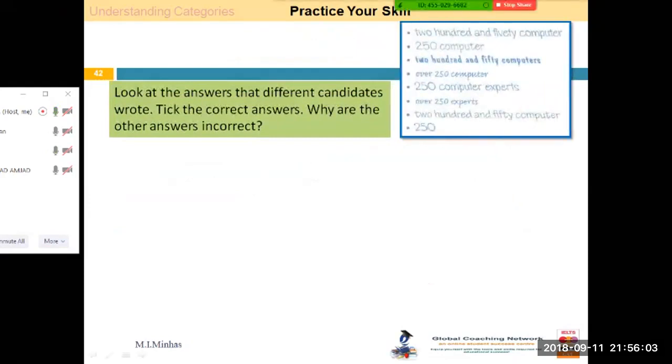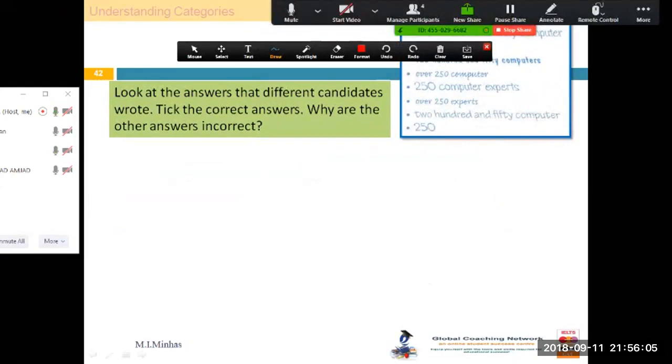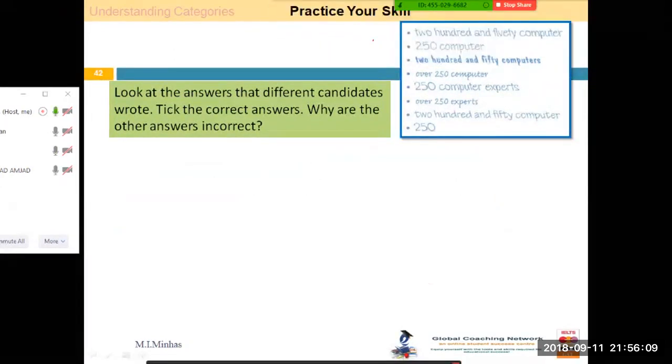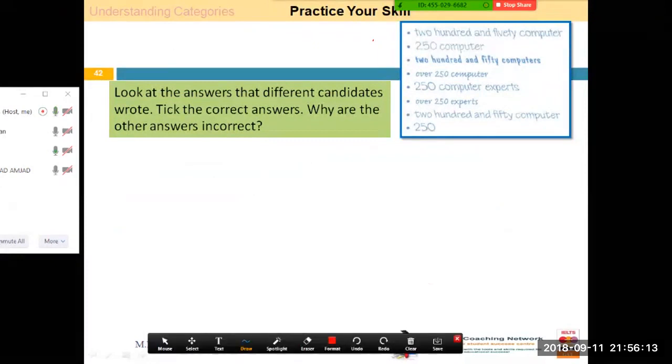Can you see these options here on the top? 250 computers. Is it correct or wrong? Wrong, sir. The spelling is not right, a spelling mistake. So that's a problem.